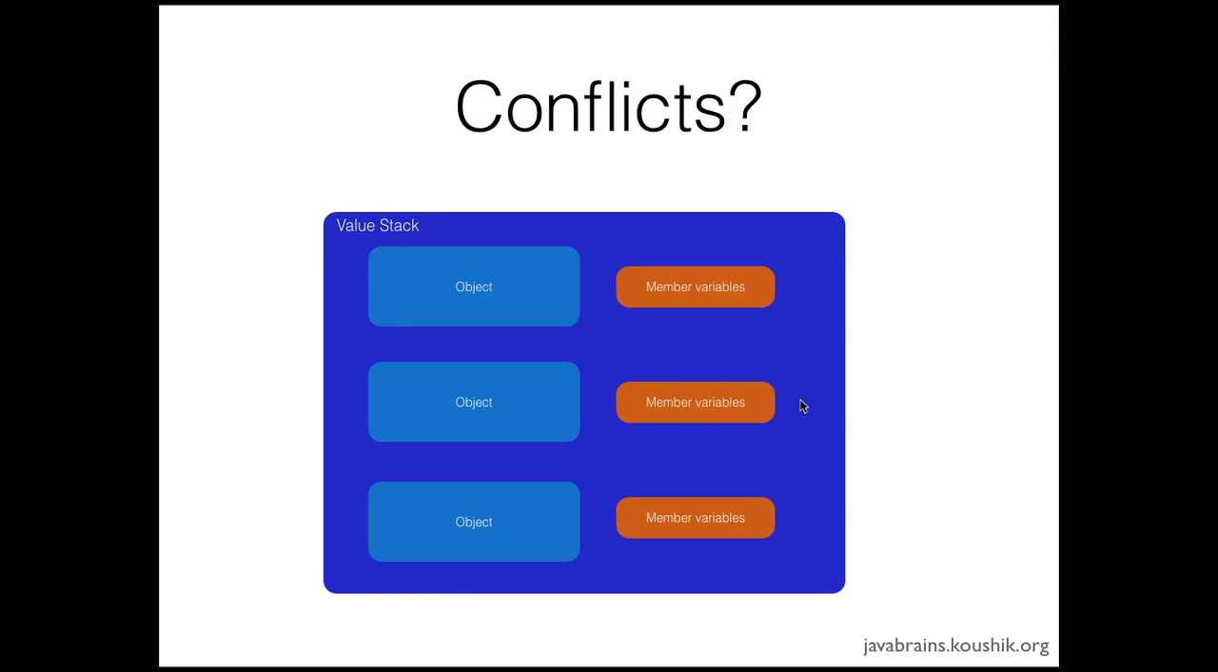Well, conflicts are handled this way. It's a stack, actually, even though it's not a traditional stack. It has objects stacked up one below the other. So what the value stack does is it kind of looks from the top down, and whatever is the first member variable that matches the request, it just hands it over. It's as simple as that.